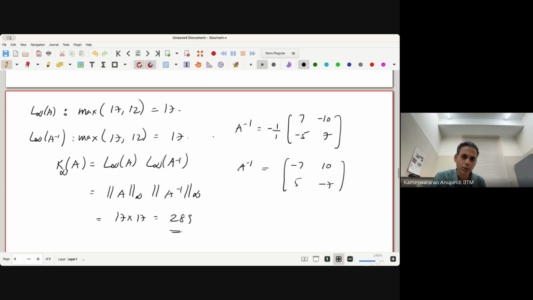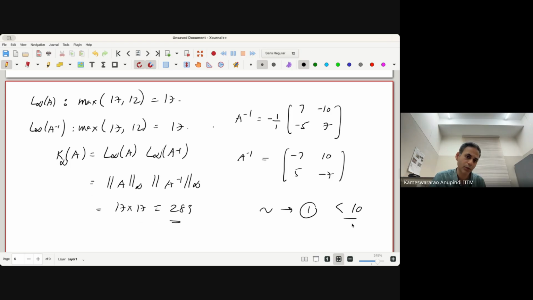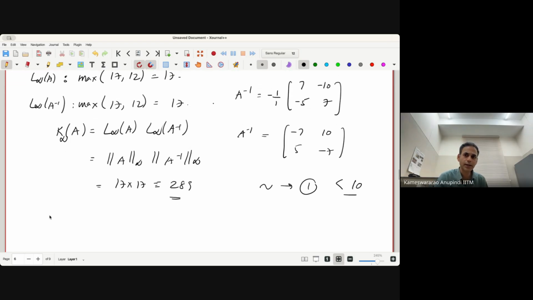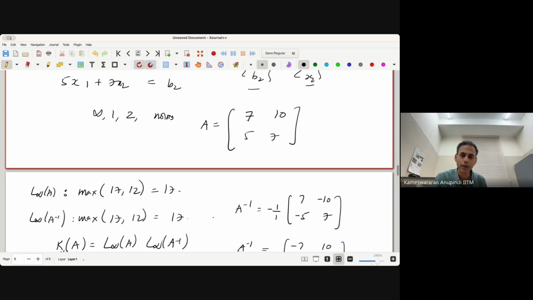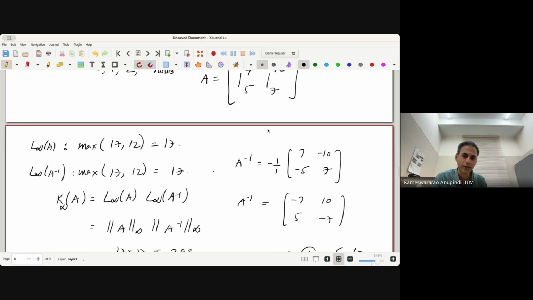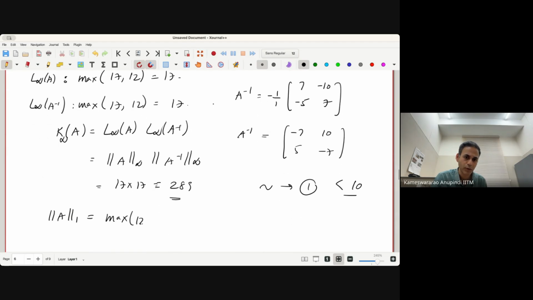Okay, 289 is quite large, it's already 200. We wish to have the condition number as close as possible to 1 or maximum less than 10. Similarly, I can also calculate it by other means. For example, I can calculate the one norm of A, that is going to be the maximum row sum. That means we're going to sum the rows. That is again the maximum of, for A, 7 plus 5, 12, and this is going to be 17. So we have the maximum of 12 comma 17. It comes out to be 17.